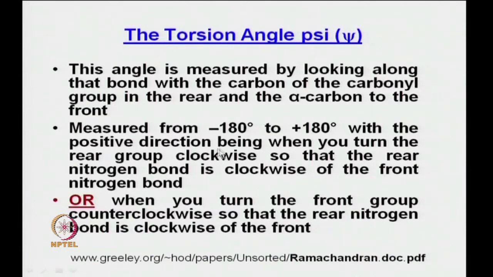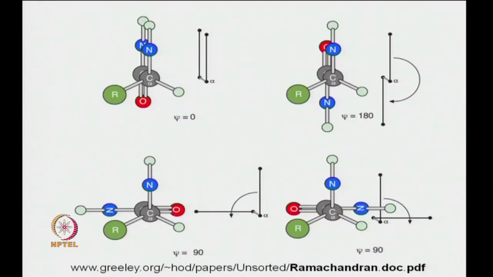See, it says the positive direction is when you turn the rear group clockwise. So, you are turning the rear group clockwise. So, the rear nitrogen bond is clockwise of the front nitrogen bond. Okay. That is what you have. So, this is now clockwise of the front nitrogen bond. Okay. Now, how do we define 90 now?